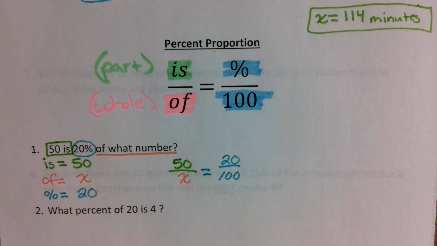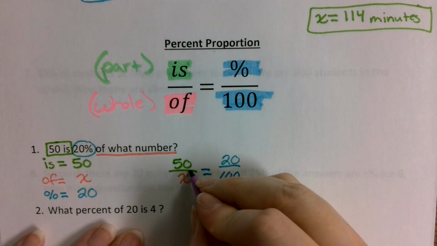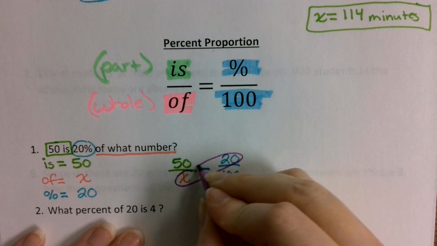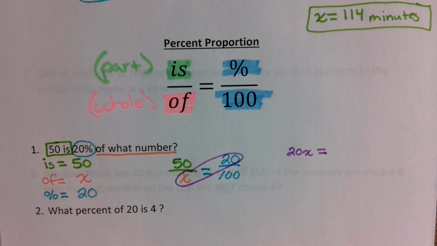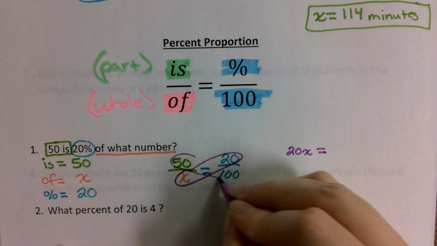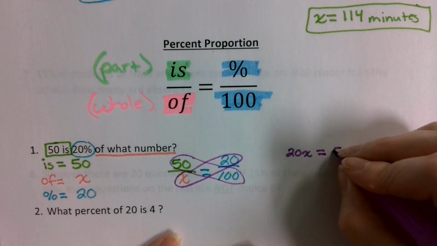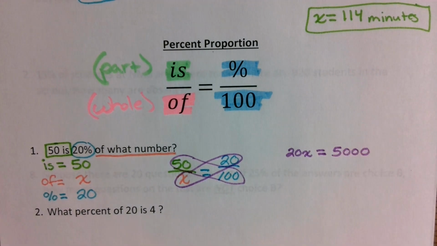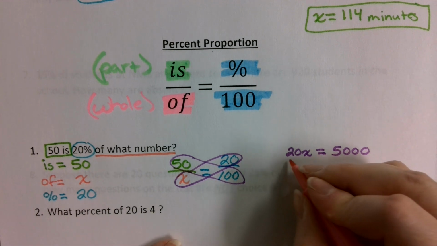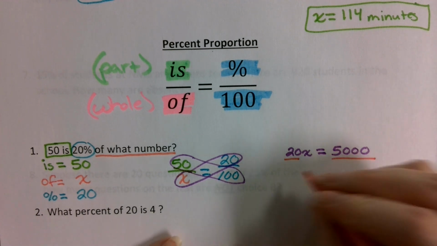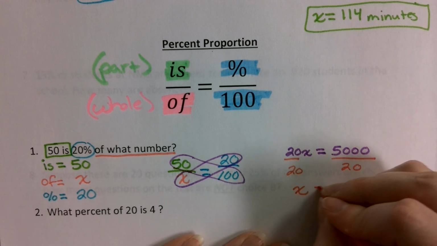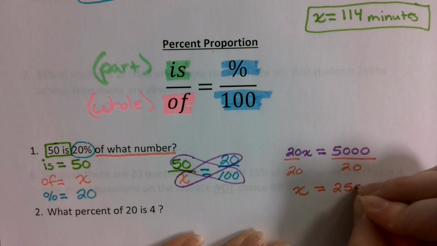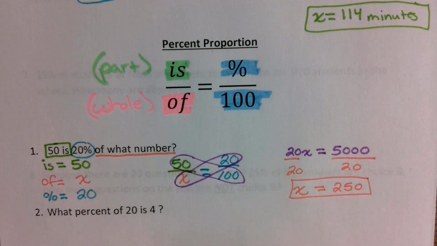We do our typical cross product. We multiply our variable with its diagonal. So that would give us 20x. We multiply the other diagonal set, which was 50 times 100. That gives us 5,000. And then what's always the last step to do? Divide. And what are we going to divide both sides by, guys? 20. We're going to divide both sides by 20, and we're going to get that our of value in this case is 250. Let's do one more together.